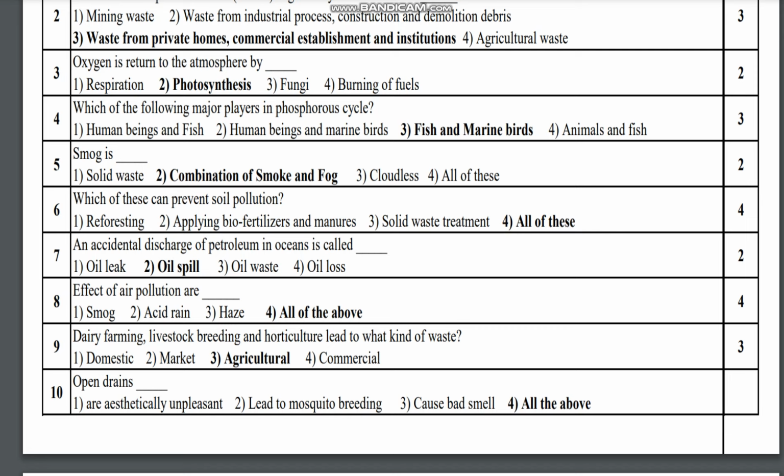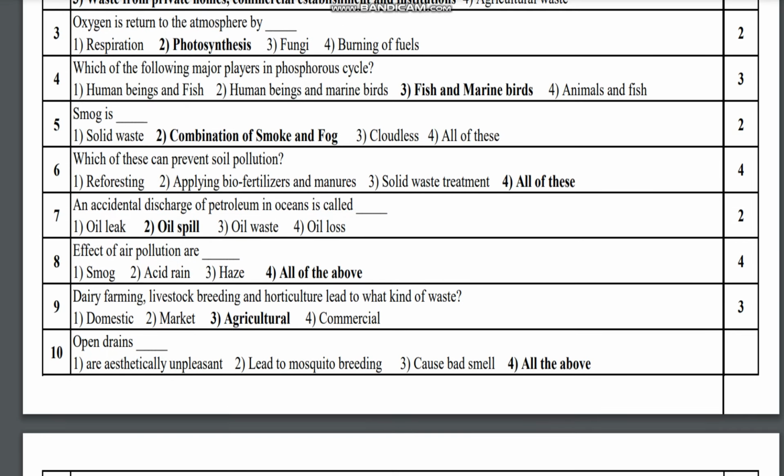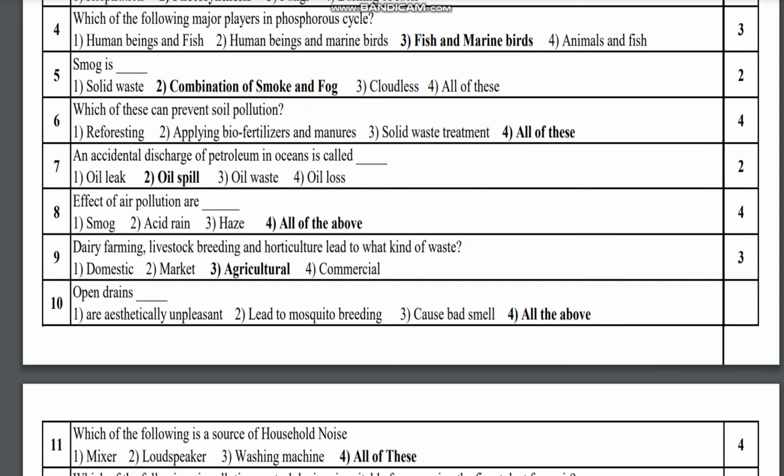Question number 6 is which of the following can prevent soil pollution? Reforesting, applying biofertilizers and manures, and solid waste treatment. All. Question number 7 is an accidental discharge of petroleum in ocean. It is known as oil spill.